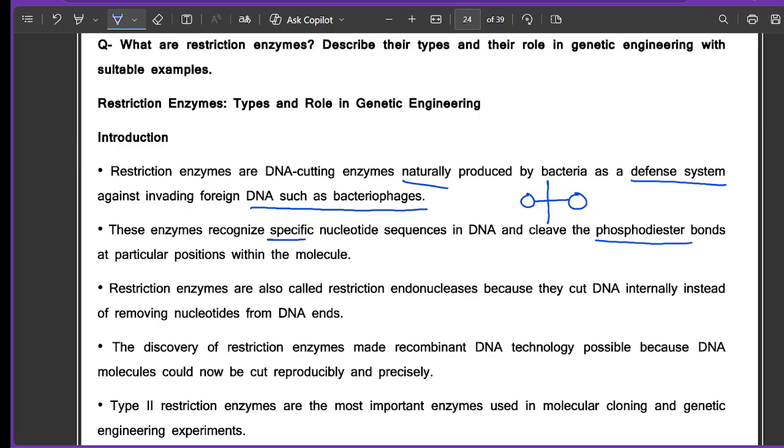Now sometimes they are also called restriction endonucleases because along the entire length of the DNA they are cutting in between. They do not cut at the end, or remove the nucleotides at the end. Endonucleases are the ones which cut within the length of the DNA. The discovery of restriction enzymes made recombinant DNA technology very possible and easy.